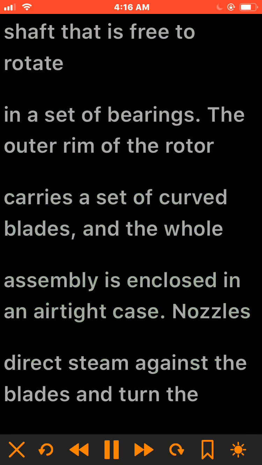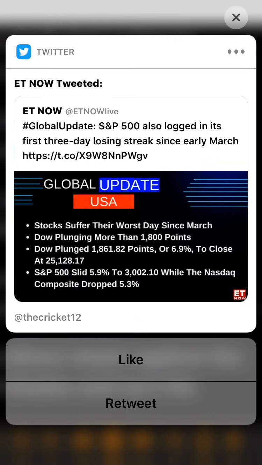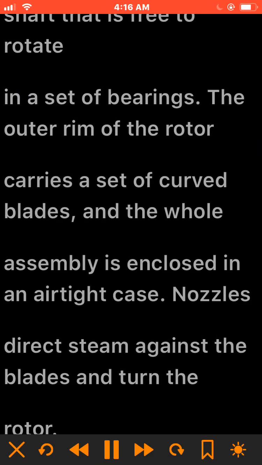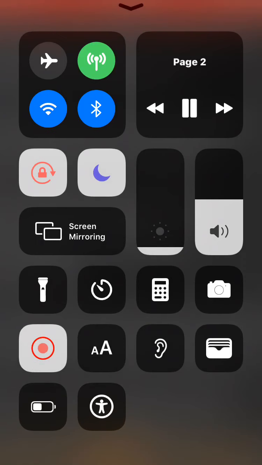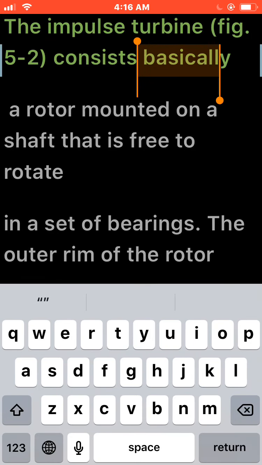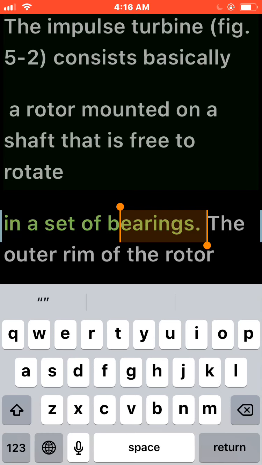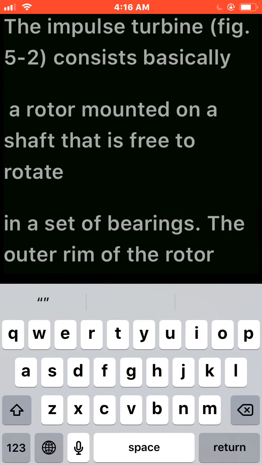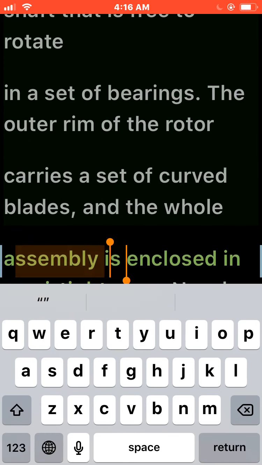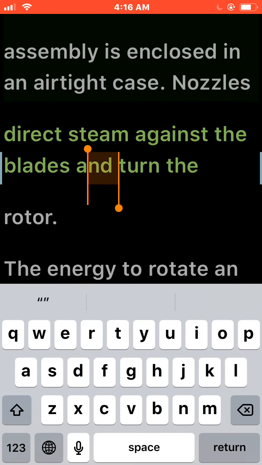Figure 5-2. Impulse turbine. Figure 5-3. Simple impulse turbine principle. Impulse principle. The impulse turbine, figure 5-2, consists basically of a rotor mounted on a shaft that is free to rotate in a set of bearings. The outer rim of the rotor carries a set of curved blades, and the whole assembly is enclosed in an airtight case. Nozzles direct steam against the blades and turn the rotor.